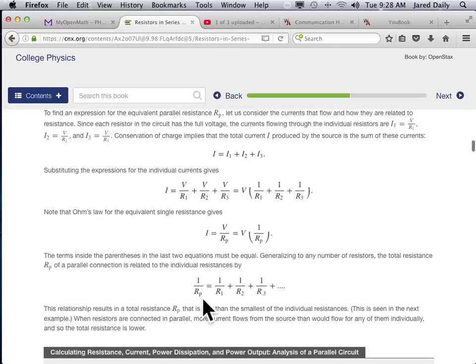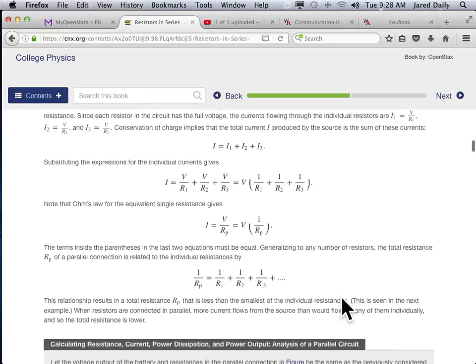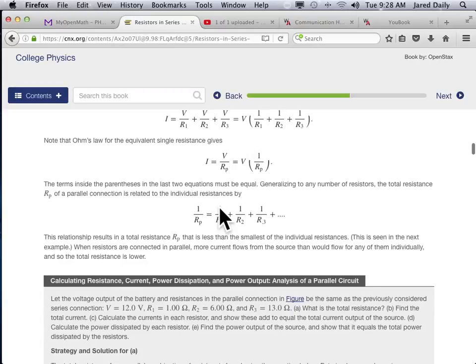And what that tells us in the end is that 1 over the equivalent resistance is equal to 1 over R1 plus 1 over R2 plus 1 over R3 and so on. So what you have to do is calculate 1 over R1, and then 1 over R2, and then 1 over R3, until you've got all your resistors in parallel. Add all those 1 over R things together, and then you have to take the inverse of that answer to get your RP, because that's equal to 1 over RP, right?